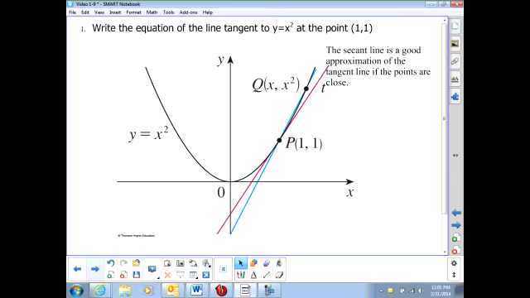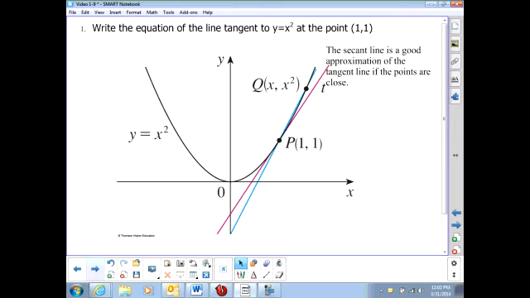So what we are going to be tasked with now is we're going to write an equation of a tangent line for y equals x squared at the point (1, 1). The issue is, for a line, we need a slope and a point. Well, we have a point, (1, 1). The problem is, we, at this time, don't know how to find a slope at a single point. We only know how to do it if there's 2 points.